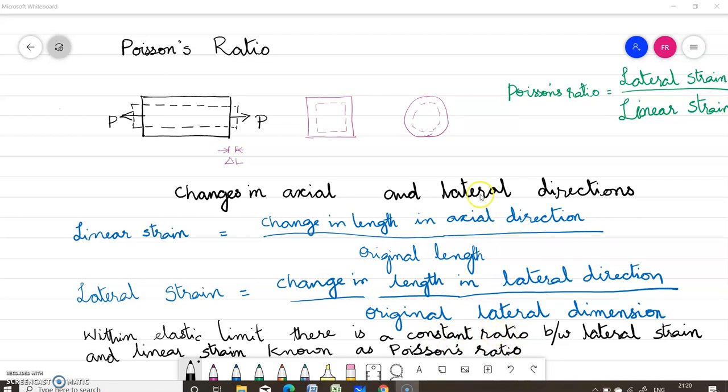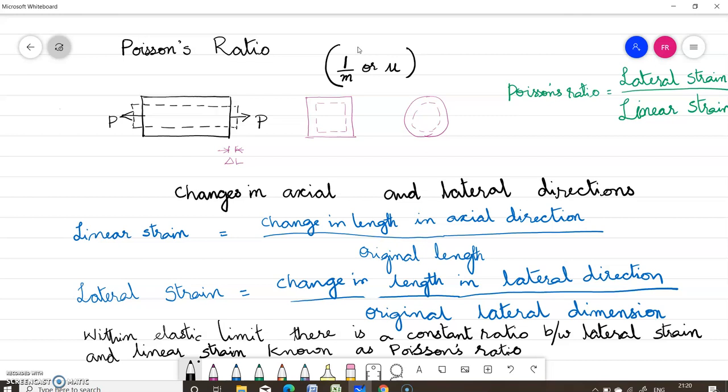So how can you write Poisson's ratio? Poisson's ratio is equal to lateral strain divided by linear strain. Okay, now how will we denote this? It is usually denoted by 1/m or mu. Poisson's ratio is denoted by 1/m or mu.